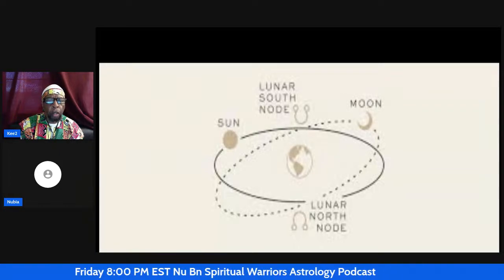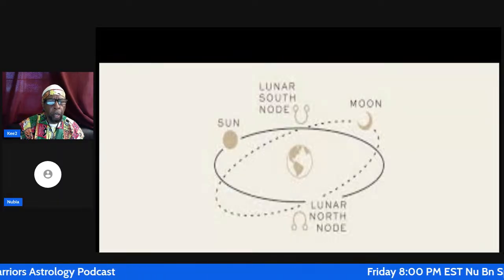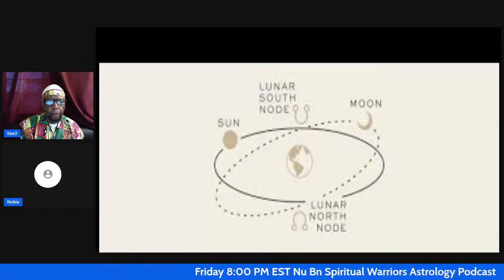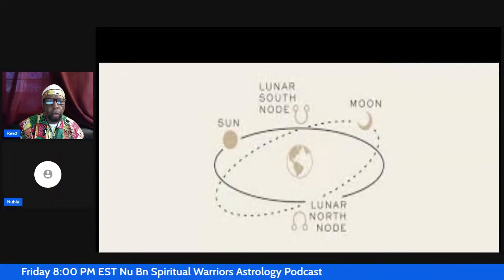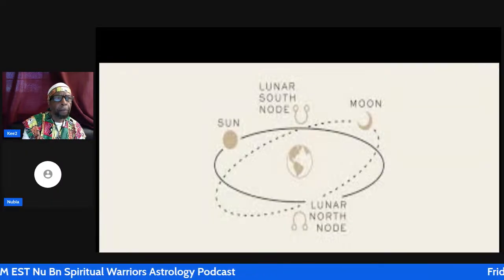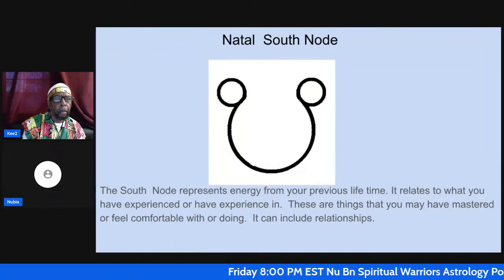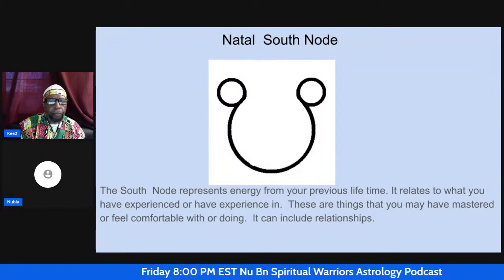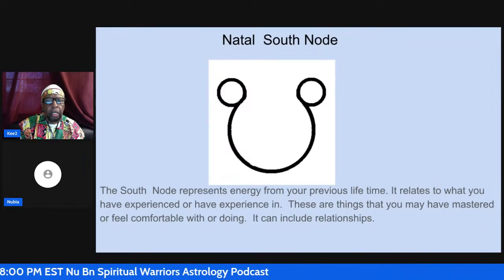At the point where the orbit of the sun and the orbit of the moon intersect, that's the critical point of the nodes, a sensitive point. So you have the lunar south node and you have the lunar north node. Let's take a look at that. This is the symbol for the natal, the birth chart, south node.